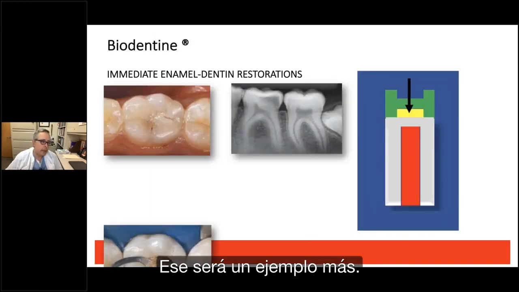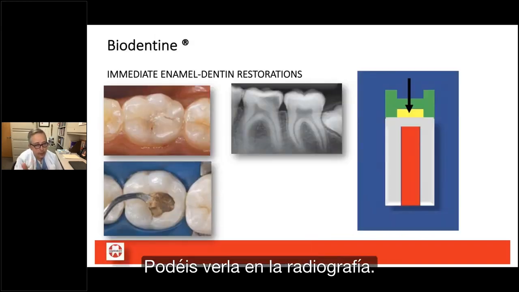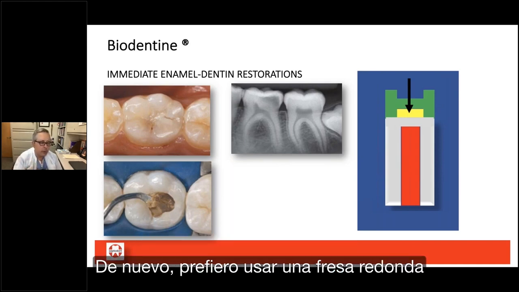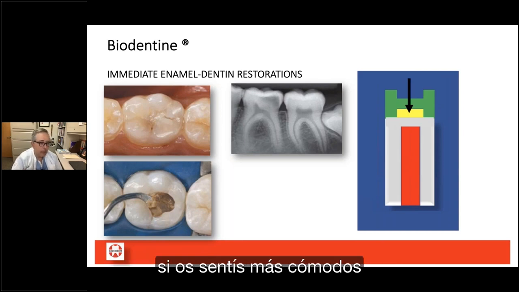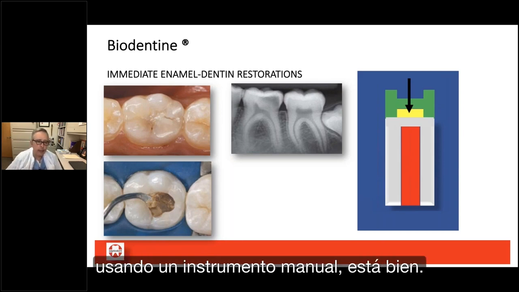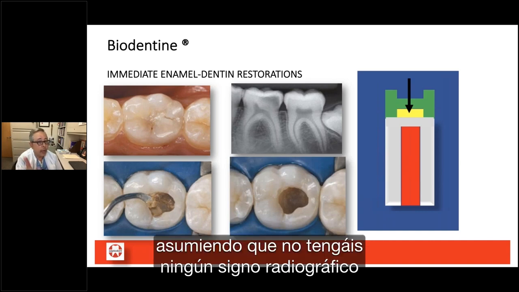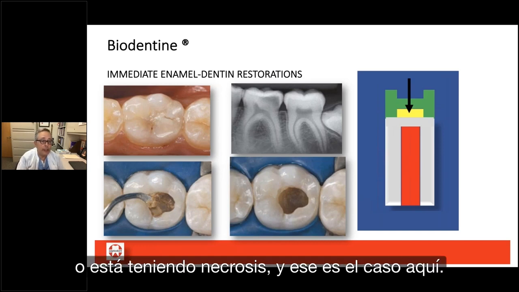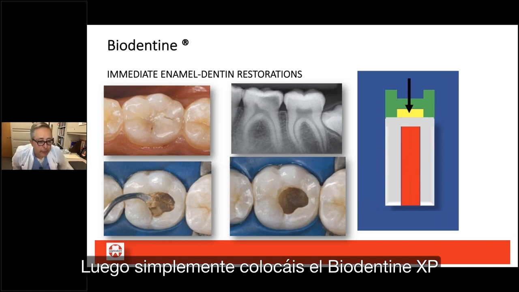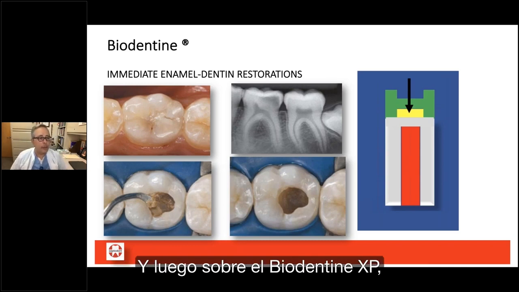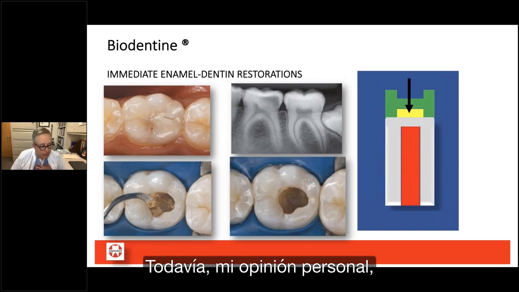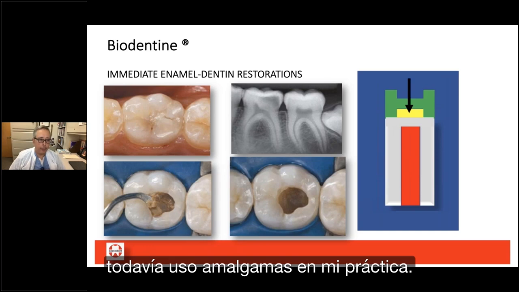That will be one more example. We have a large caries lesion. You can see that on the radiograph. In this example, a hand instrument is used. Again, I prefer to use a round burr, but that's your own preference. If you feel more comfortable using a hand instrument, that's fine. And then we leave some, assuming that you don't have any radiographic sign that indicates the tooth has irreversible pulpitis or necrosis, and that's the case here. Then you just place your Biodentin XP as the bulk material, and over the Biodentin XP, you can go ahead and place an amalgam. My personal opinion, I still use amalgams in my practice.